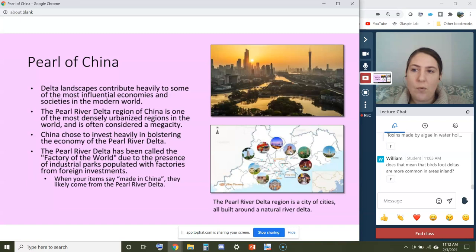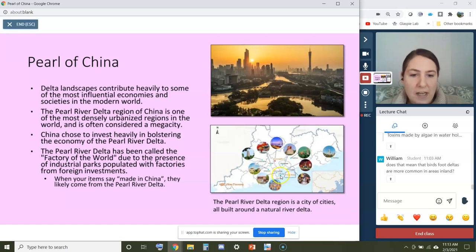Alrighty, last few slides. So let's talk about economics and the impact of deltas on the economic sphere of world powers. I wanted to talk to you a little bit about the Pearl River Delta region of China as an example of how delta landscapes contribute heavily to some of the most influential economies and societies in the modern world. The Pearl River Delta in China is one of the most densely urbanized regions in the world, and it's often considered a megacity.